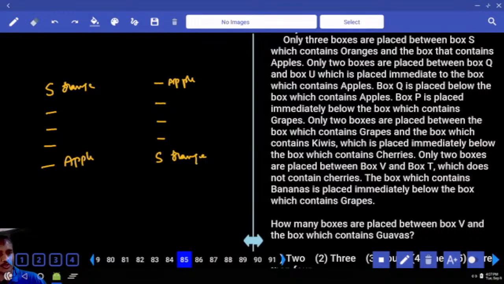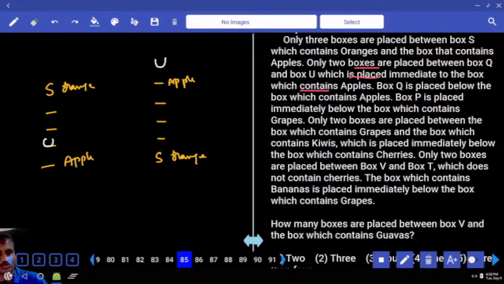And Q, U which is placed immediate to apple. Now U is immediate to apple. As U is immediate to apple, then how many possibilities we have? 2 possibilities. Now U can be here and U can be here. Now in both the cases we have taken U is above this apple. If it is invalid, then U must be below this apple. Because apple and U are adjacent and immediate to the box which contain apple.